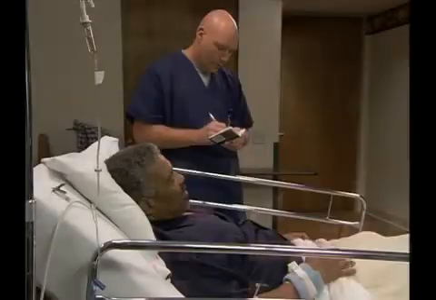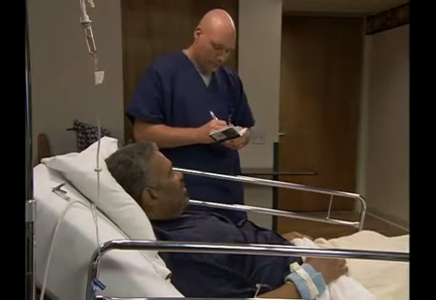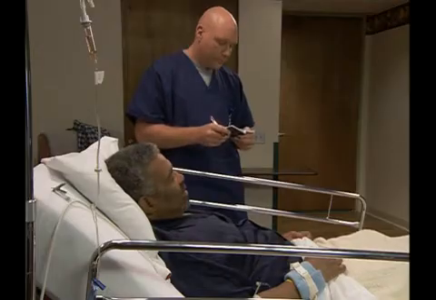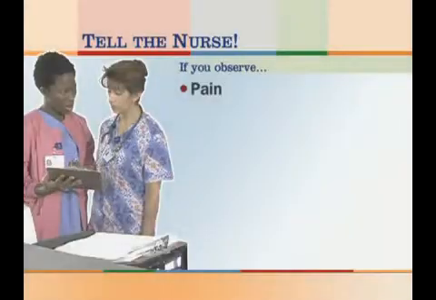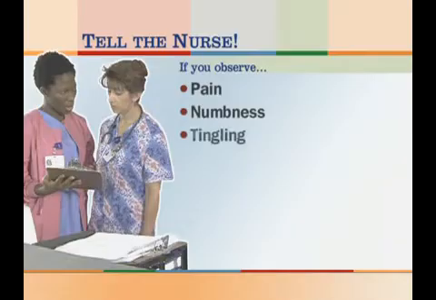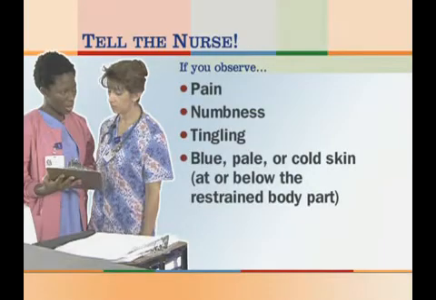As with vest restraints, remember to check the person every 15 minutes. With wrist and ankle restraints, pay special attention to circulation at or below the restrained extremity. Report and record your actions. Be sure to notify the nurse immediately if you observe any problems, such as pain, numbness, or tingling, or blue, pale, or cold skin at or below the restrained body part. Finally, complete these and all healthcare procedures by following your standard finishing up steps as shown in the final section of this video.